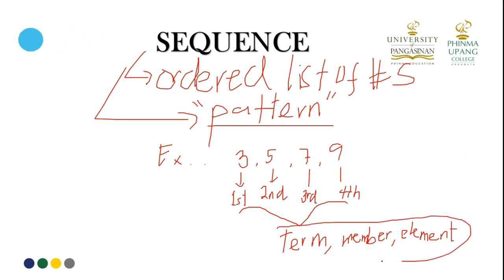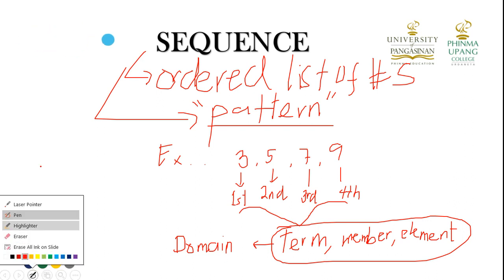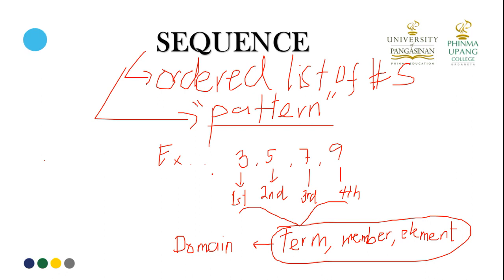At ang term, member, at element ay tatawagin natin din siyang domain. Yes, it's a domain. So medyo nakakalito siya. Sir, paano siya naging domain? Kasi yung domain niya, it's a relative position. Okay, it is a relative position. Commonly used of the position is 1, depende kung ano yung sasabihin. And again, yung first, second, third, and fourth is the domain.